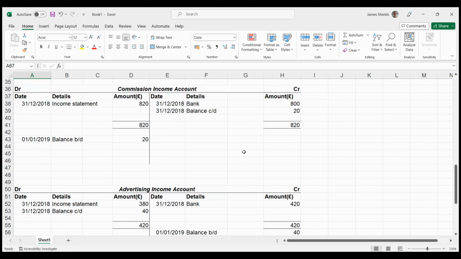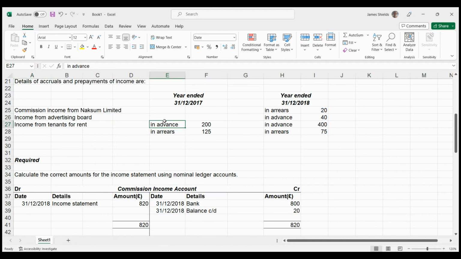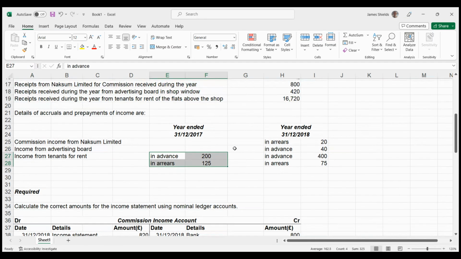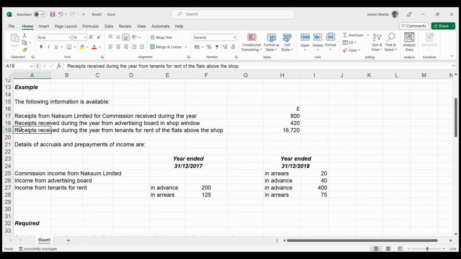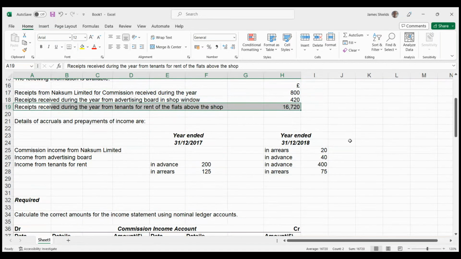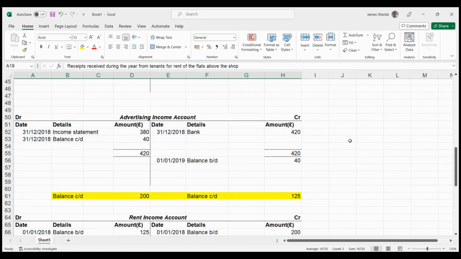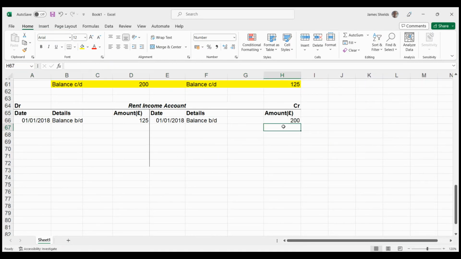So we've dealt with our balances at the end of last year. Now we're going to do the straightforward bit. The receipts received during the year from tenants for rental flats above the shop is £16,720. So that's income, so that's on the credit side. So it's £16,720. So income side, £16,720. They received that from the bank. Now it's for the whole year, so for the end of the financial year, the 31st of December 2018.